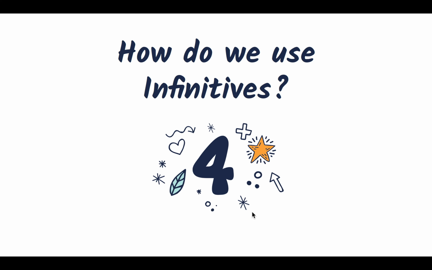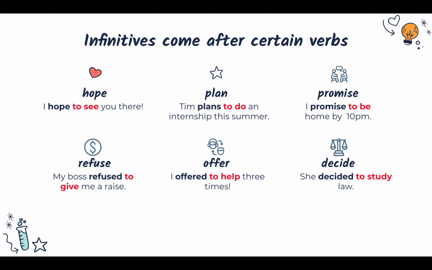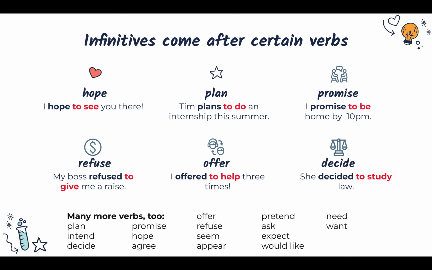Of course, the question is, how do we use infinitives? Where do we put them? Just like gerunds, infinitives come after certain verbs. So here I have a list of more verbs that take the infinitive for you: hope, plan, promise, refuse, offer, and decide, right? After each of these verbs, we use the infinitive, not the gerund. And at the very bottom, I have a list of other verbs that also use only the infinitive after them. Again, you can pause the video while you practice these on your own. Feel free to email me some sentences to see how you're doing.